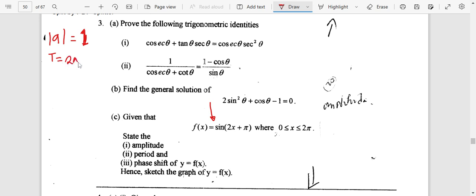Period is given by 2 pi divided by the number in front of x. Divide by the number in front of x, which is 2. And the period here is pi. And then phase shift of y is equal. So in other words, phase shift of the function.